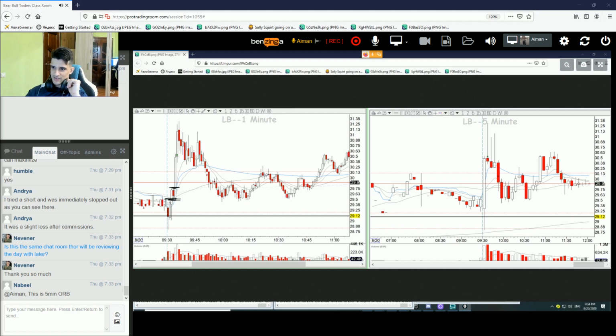Now the move already happened. Now look at this. It broke the range right here. It broke the daily level. It broke the pre-market high, and you are taking it to the long side. This is just a little bit of a late entry. What would be your stop loss here?